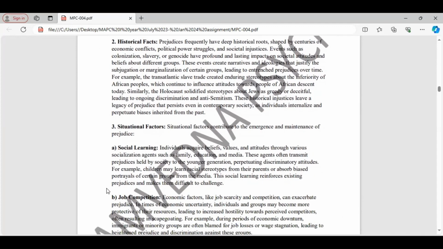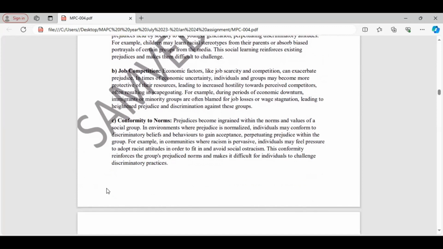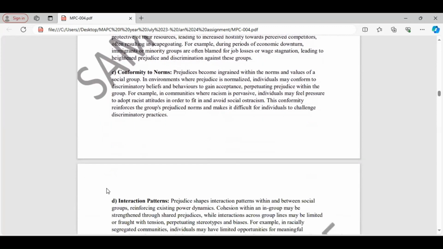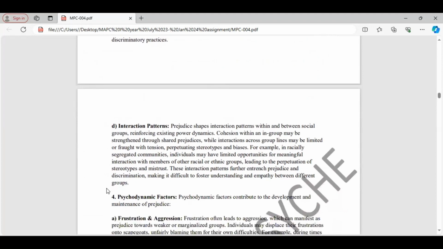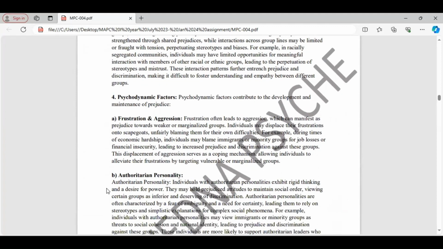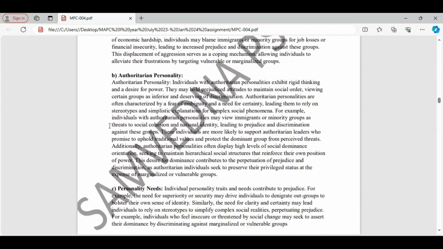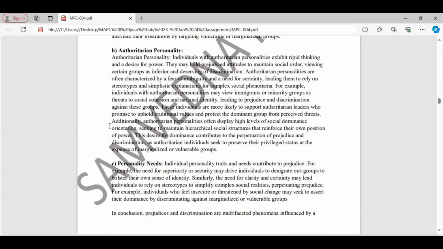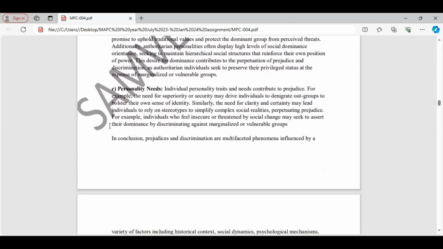Social learning, job competition, conformity to norms, and interaction patterns. Next factor is psychodynamic factor, which is again subdivided into various sub-factors. First, frustration and aggression. Next, authoritarian personality. And the last, personality needs. And with this, you will conclude your answer.